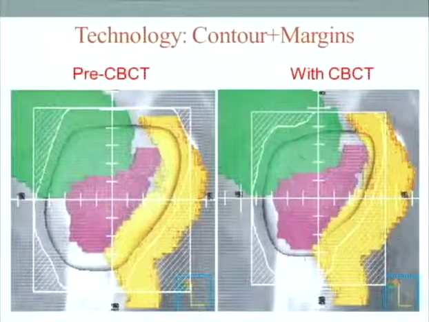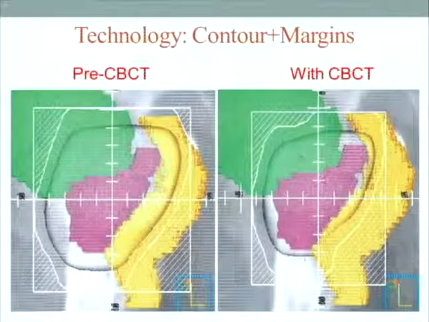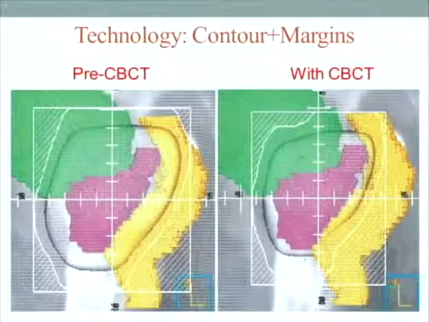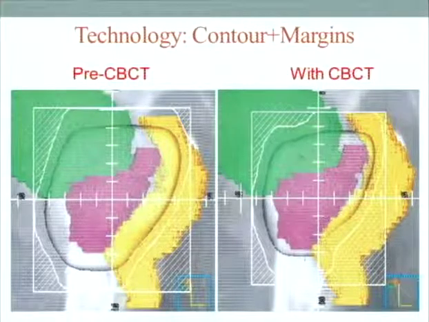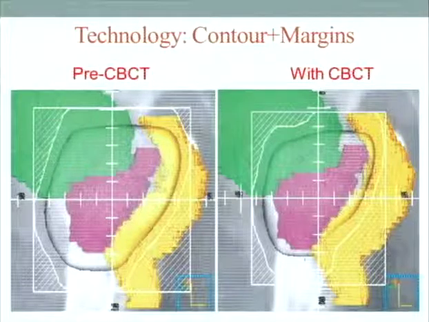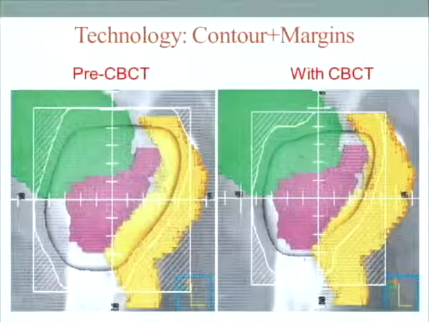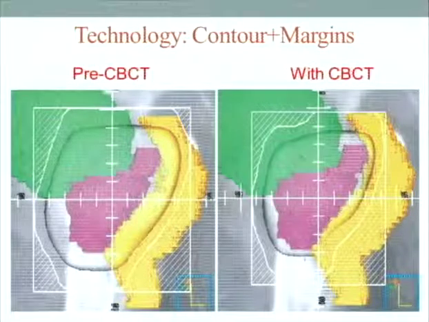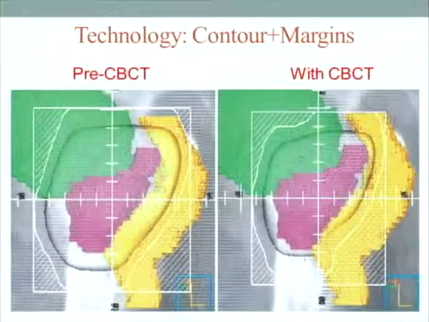That allows us to do something else. That allows us to decrease the size of our radiation margins. So in the pre-cone beam CT era, we had to use margins of 1 to 2 centimeters around the prostate, which meant a large portion of rectum and bladder in the field. With cone beam CT scan, we're able to significantly shrink our margin. And as you can see, there's a much smaller amount of rectum and bladder in the field. That significantly decreases, theoretically, the toxicity.